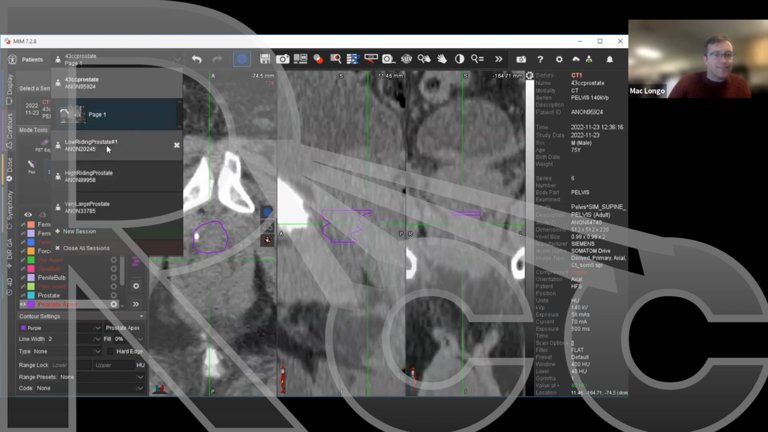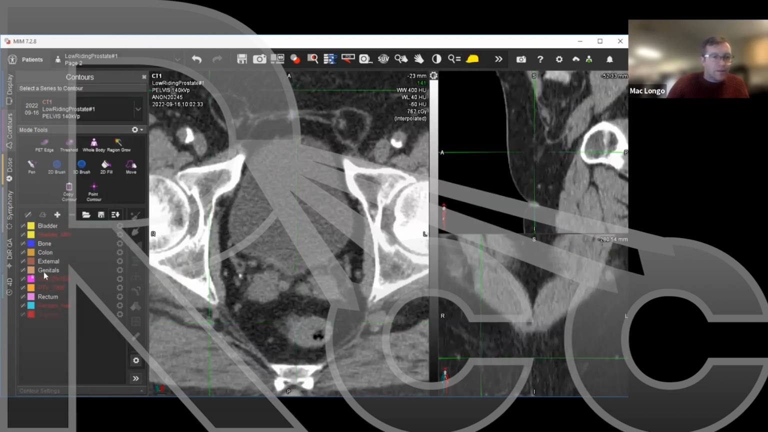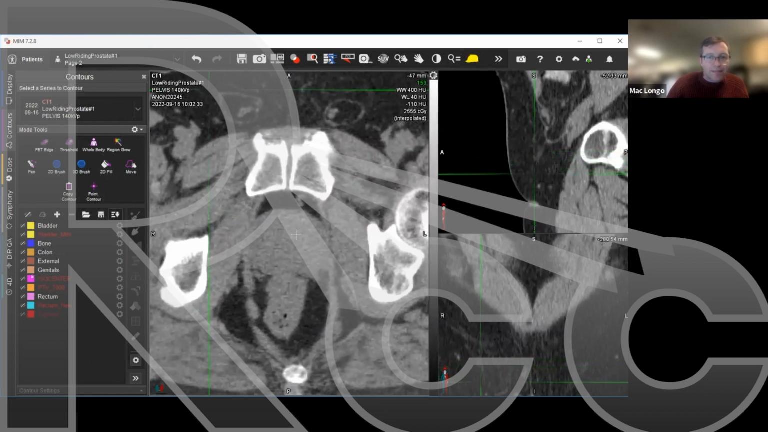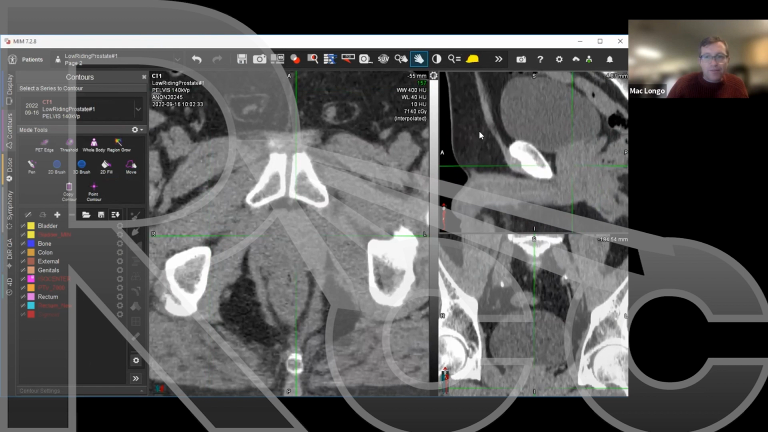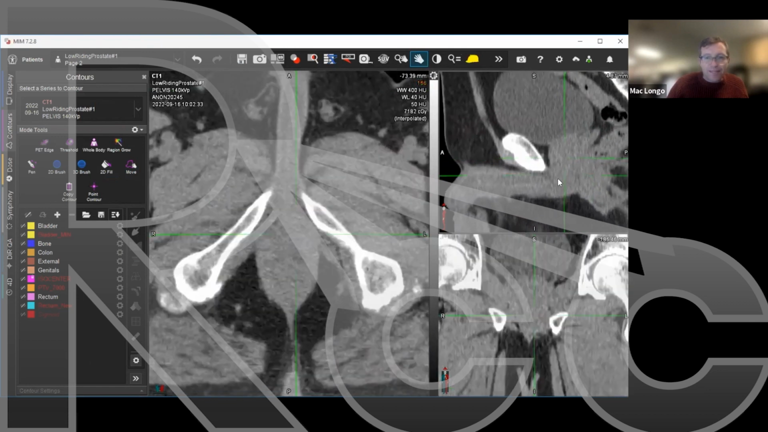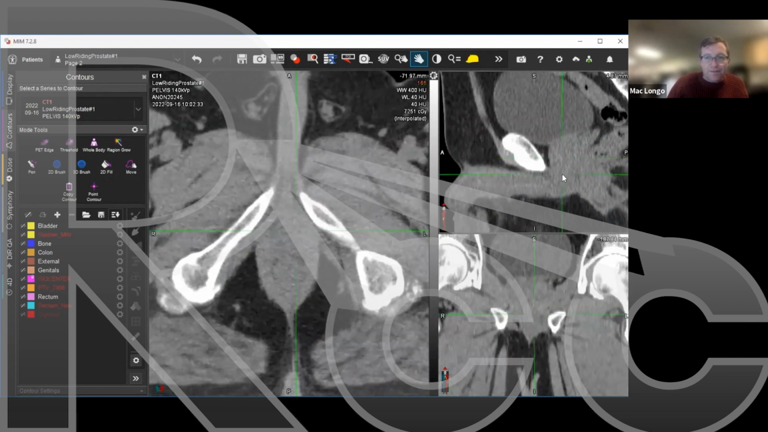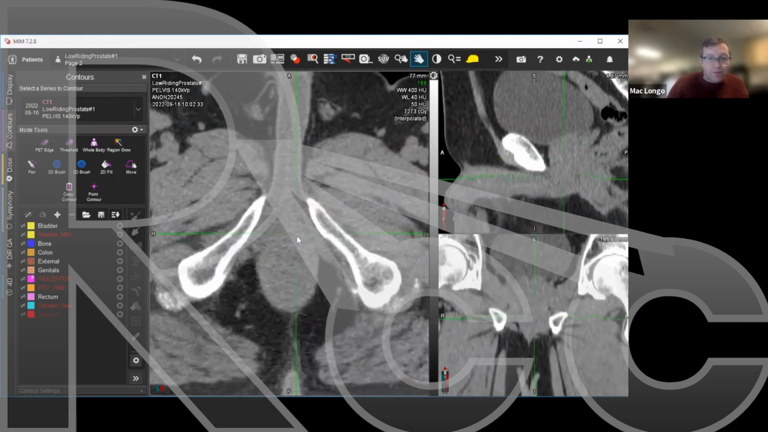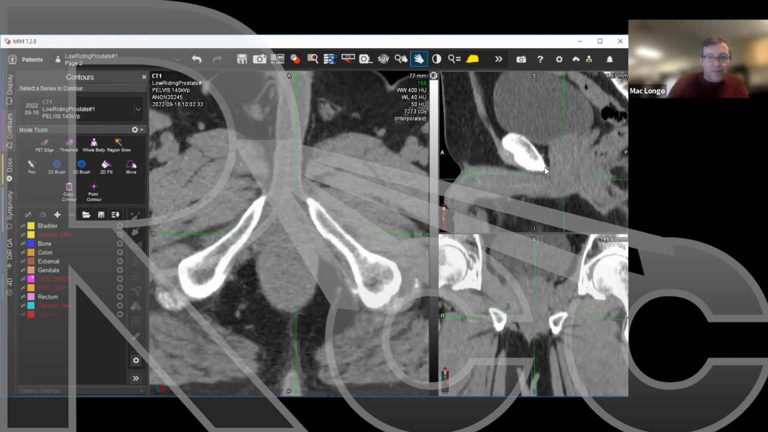So this is an example of a low-riding prostate. Let me turn this off. We can see that the prostate, and this is going to be most prominent in the sagittal plane, is below the pubic bone. If we were solely using the inferior aspect of the pubic bone as our mark for the end of the prostate, we would under-contour or miss part of the prostate.